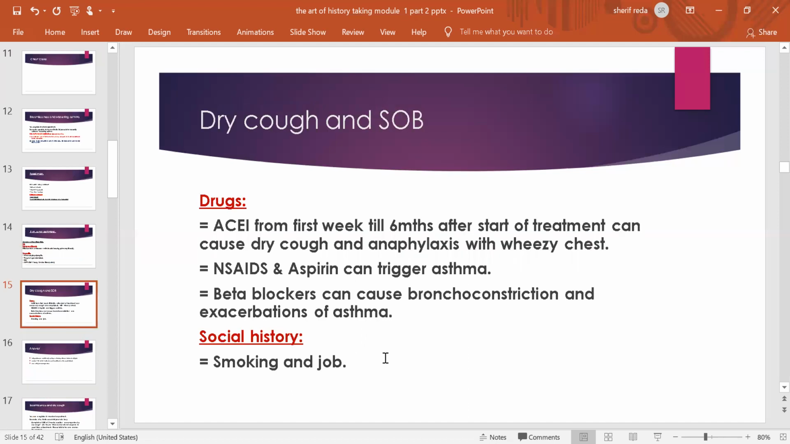Drugs can cause dry cough and shortness of breath also, or worsening asthma, like ACE inhibitors, from the first week until 6 months after start of the treatment, can cause dry cough and anaphylaxis with wheezy chest. Non-steroidal anti-inflammatory drugs can cause also worsening of the asthma or wheezy chest, and also aspirin can cause wheezy chest with a dry cough. Beta blockers can cause bronchoconstriction and exacerbation of an already asthmatic patient. And social history, as I told you, the smoking and the job.